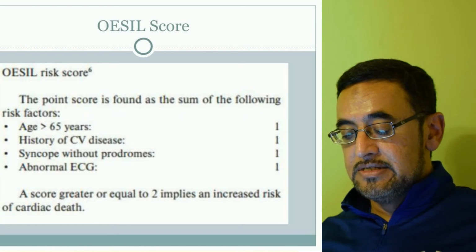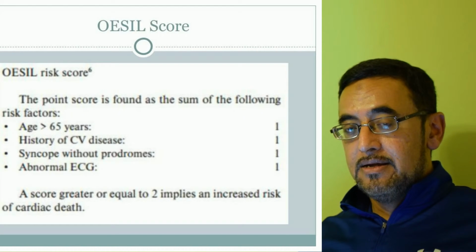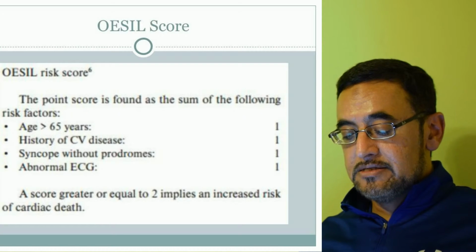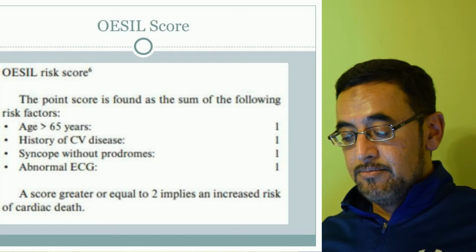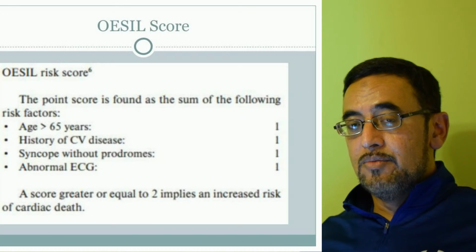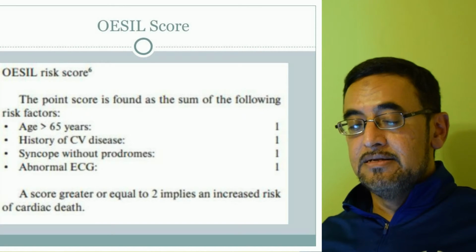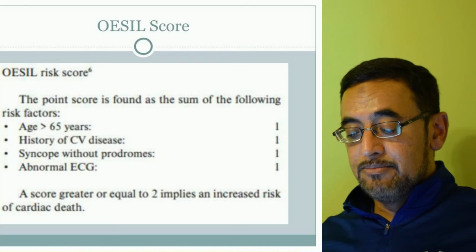In this, age more than 65 gets 1 point. History of cardiovascular disease gets 1 point. History of syncope without prodrome gets 1 point. Abnormal EKG gets 1 point. A score greater than 2 implies an increased risk of cardiac death, up to 25%.